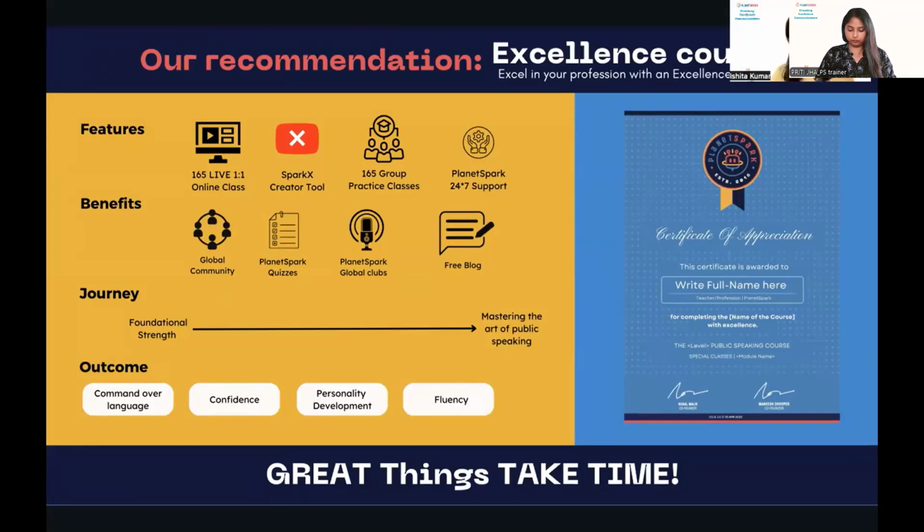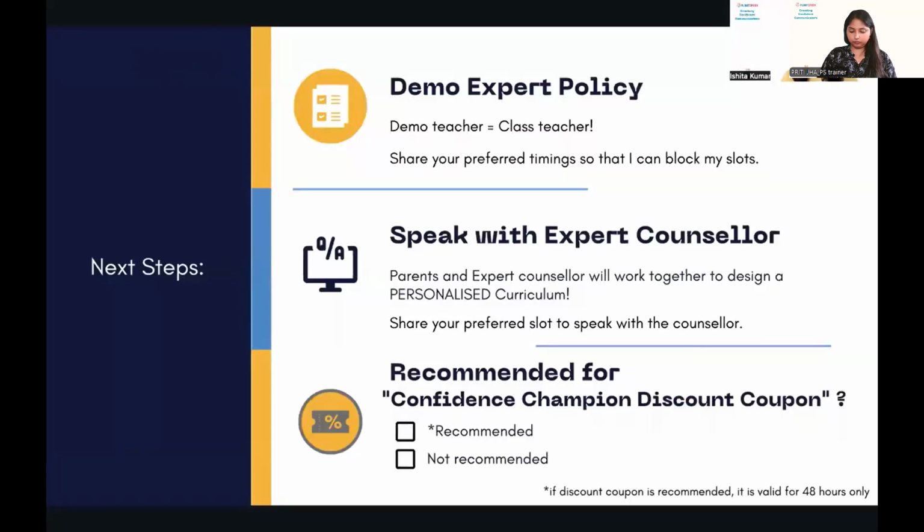And what we do guarantee is that Rudra will emerge, and his personality will evolve. He'll be a fluent, confident communicator. Of course, great things take time, and hence 165 classes. It would be really unfair if I promised that I could transform Rudra in just 10 or 20 classes. All these things take time, especially communication skills, something that we use every day but do not work on consciously every day. And towards the end of the course, you would also be provided with a certificate of appreciation.